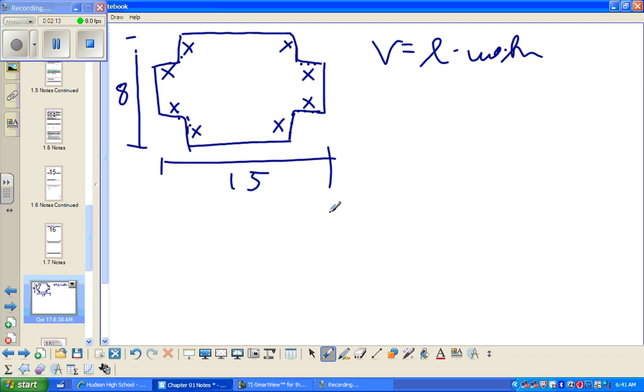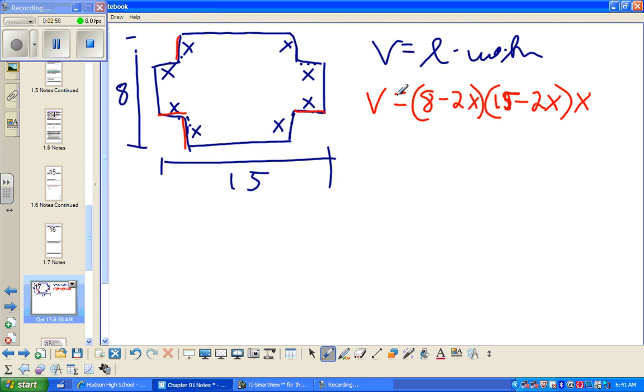The width of the box previously was 8 inches. If you cut out x by x from each corner, so take x away and take x away, your width then becomes 8 minus 2x. Do the same thing for your length, and your length becomes 15 minus 2x. And then how tall is that flap going to be that folds up? Well, it's going to be x. So that's your volume function.